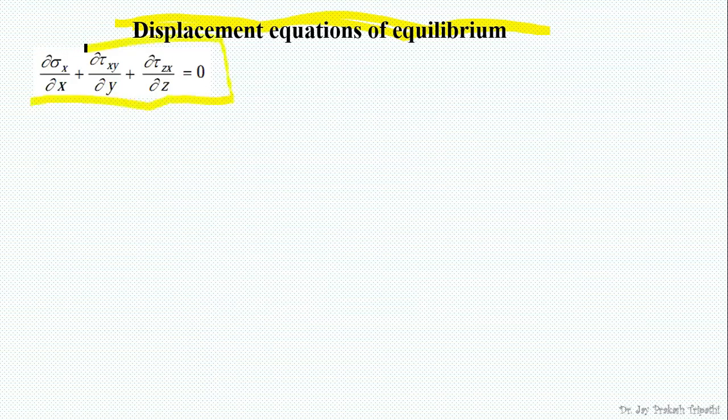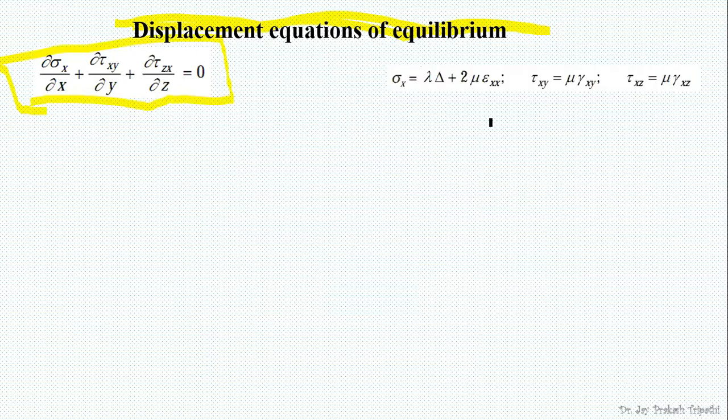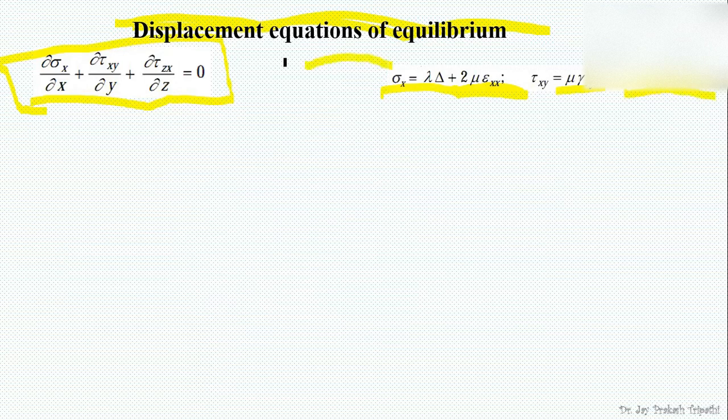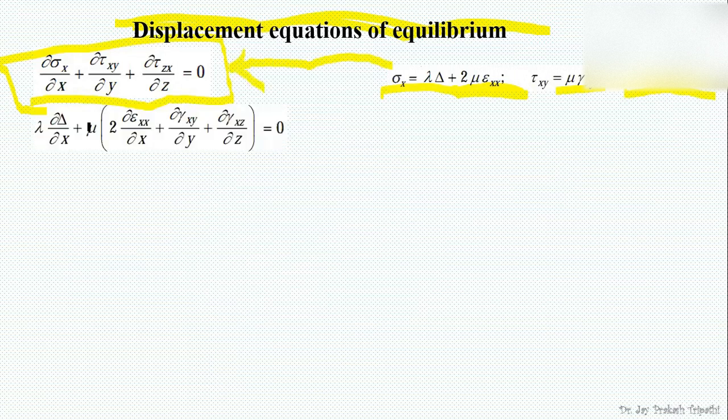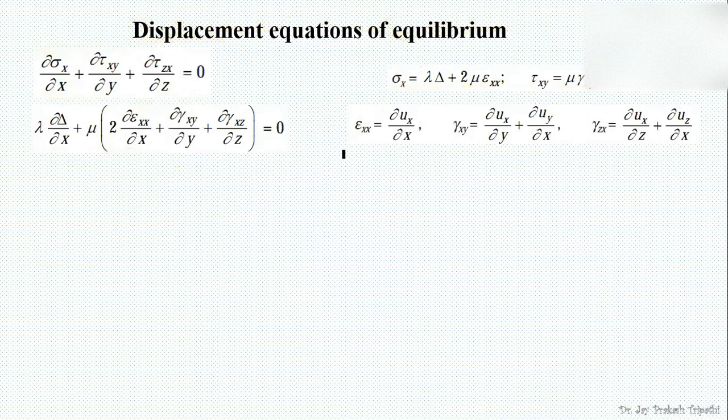First, we will write this equation. This is one stress equation of equilibrium. We know that sigma x is equal to lambda delta plus 2 mu epsilon x, and tau xy is equal to mu gamma xy, and tau xz is equal to mu gamma xz. So if we substitute these relationships in this equation, then we will get this equation. We can also replace the strain components with their respective displacement equivalent.